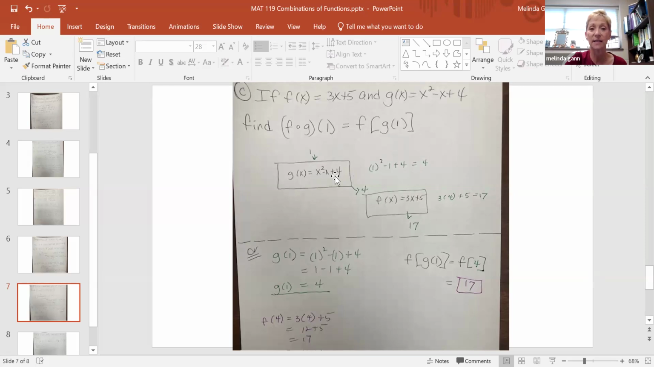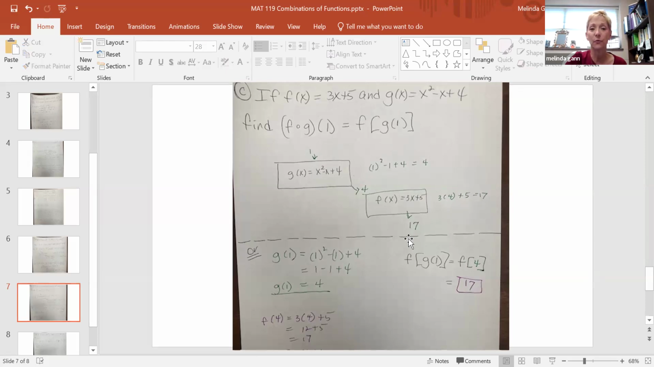So those X's get replaced with 1s. And when you do that, 4 is going to fall out. Well, where's 4 going? Well, 4 is going into the F function. So that X gets replaced with a 4 and 17 falls out. So this final answer would be 17.